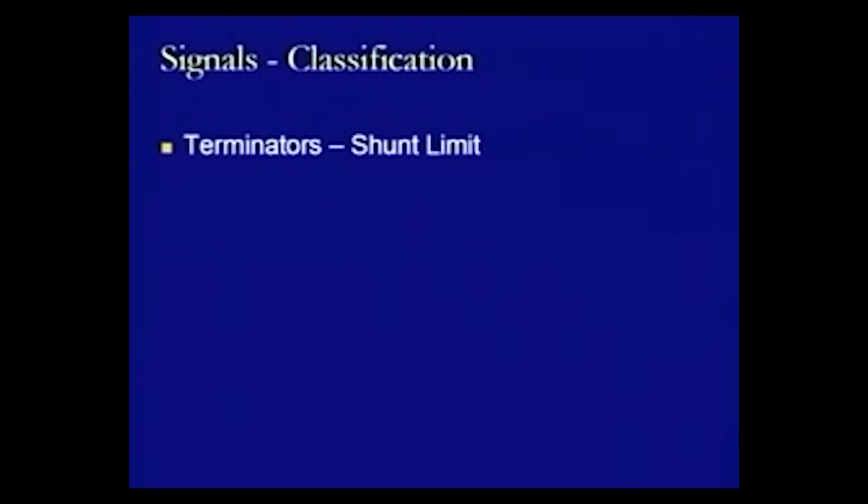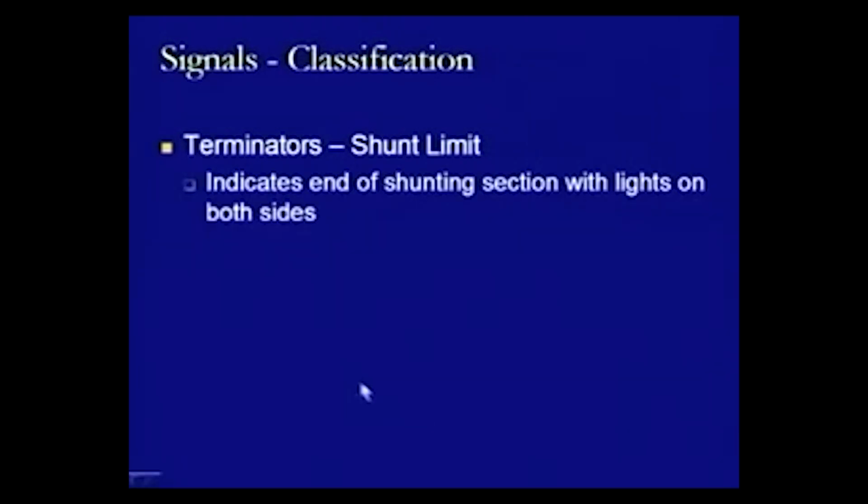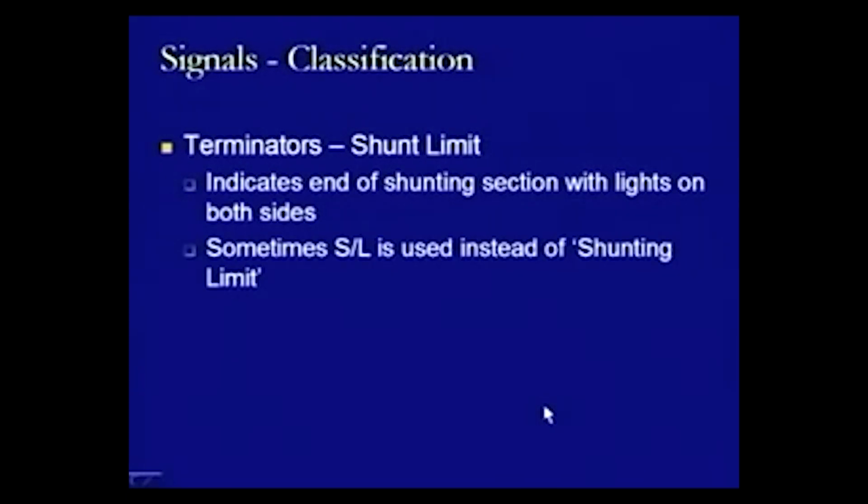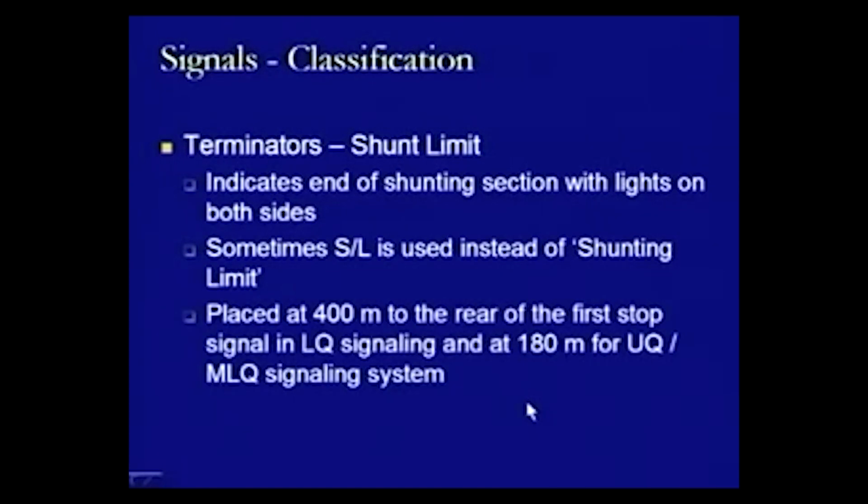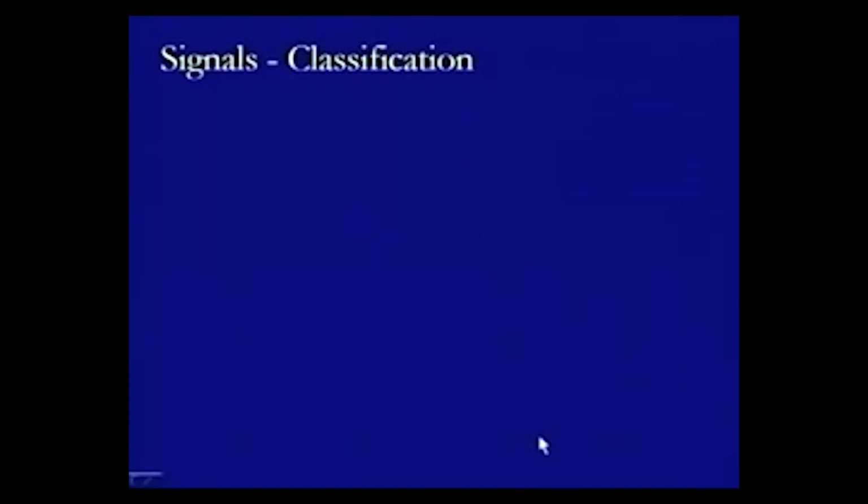Then another one is the shunt limit. In this case, this indicates the end of the shunting section with lights on both sides, and sometimes S/L is used instead of shunting limit. So, that is how it indicates the termination of the shunting area. Generally, it is placed at 400 meters to the rear of the first stop signal in the lower quadrant signaling system, and at 180 meters for the upper quadrant or MLQ signaling system, multiple aspect signaling system.